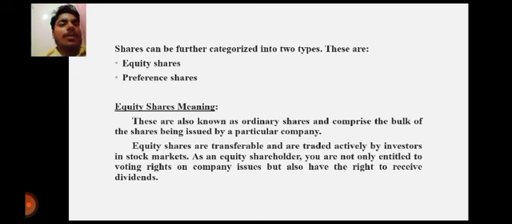Equity shares are the ordinary shares, and they comprise the bulk of the shares issued by a particular company. Every company mainly focuses on equity shares, because there are already existing shareholders in the company. They are also transferable and traded actively by investors in the stock market.